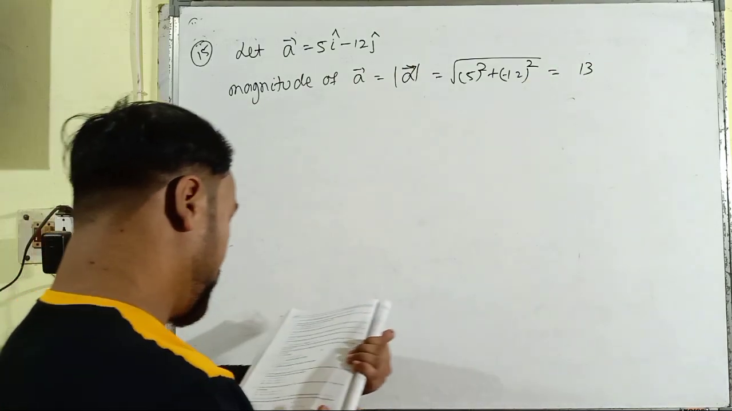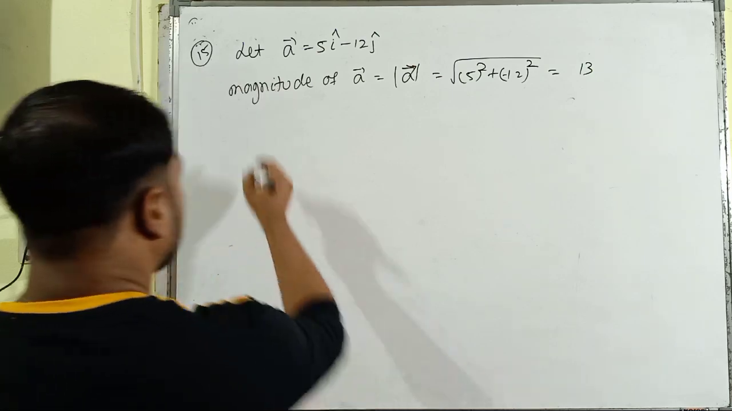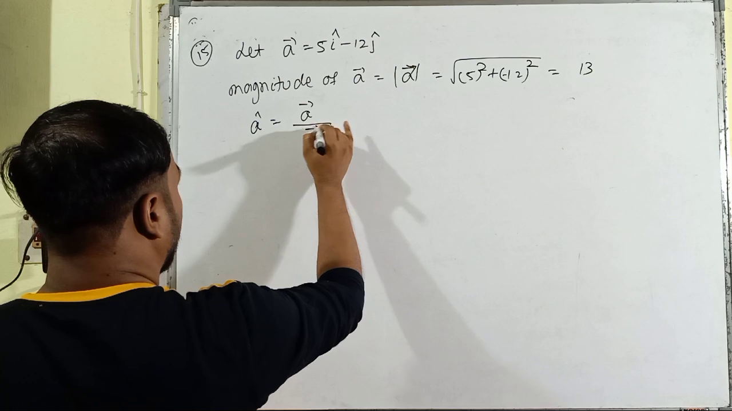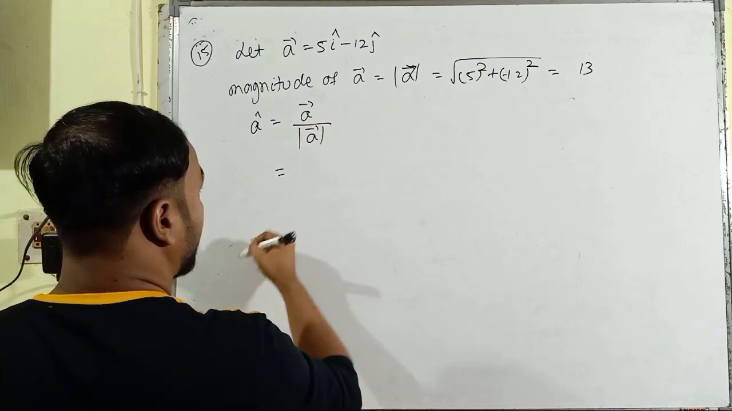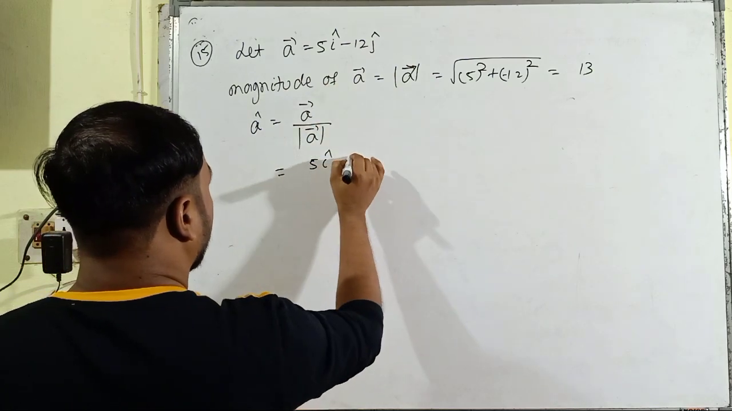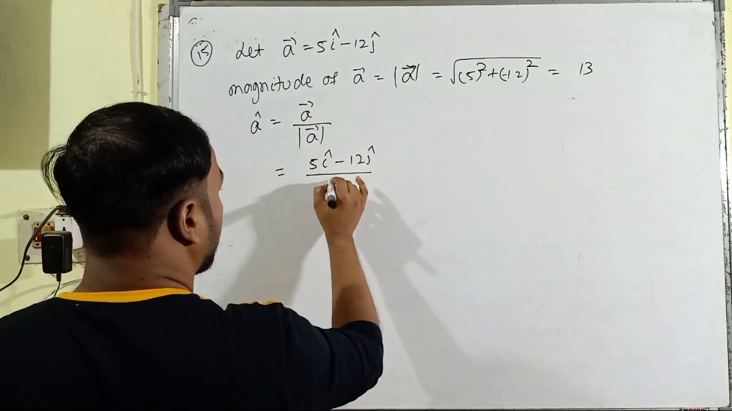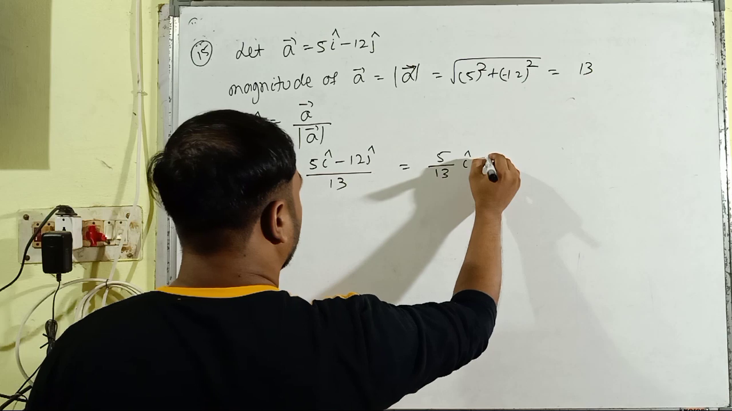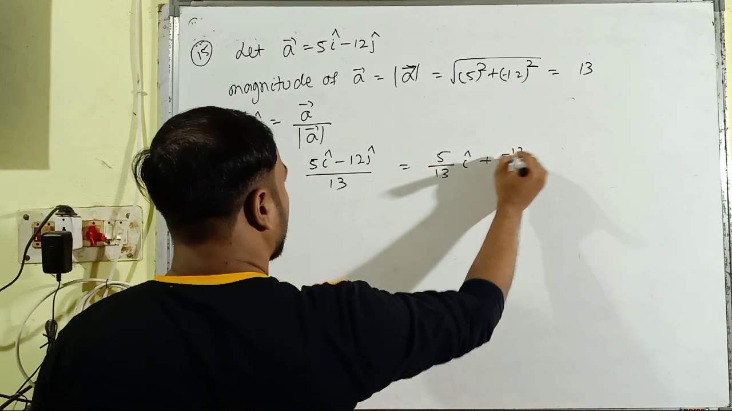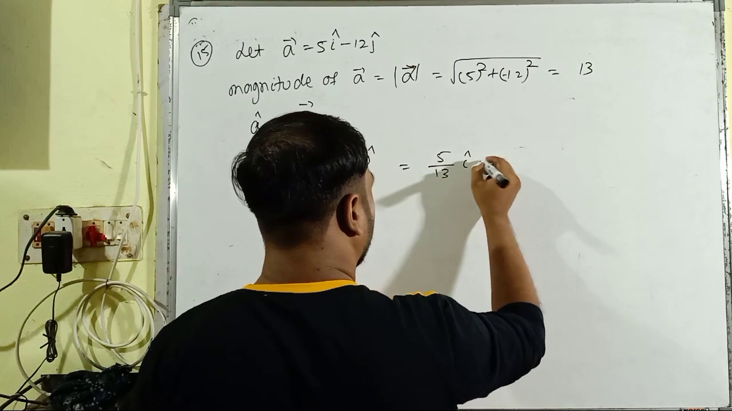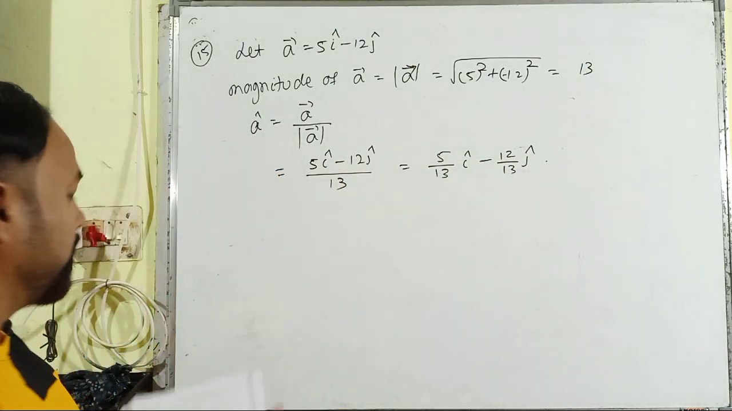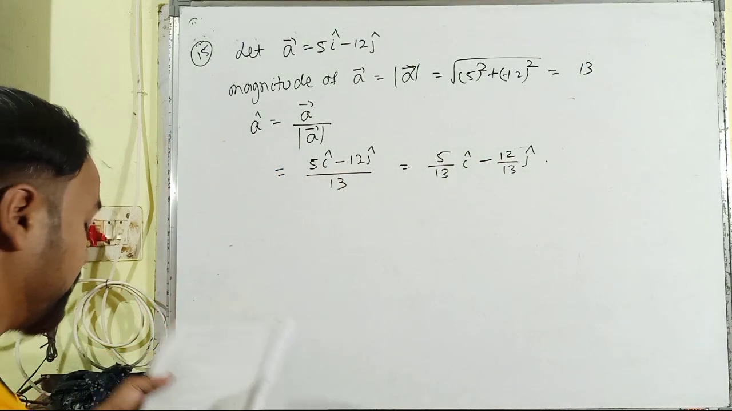Then we have to find its unit vector. The unit vector is defined as A vector divided by magnitude of A vector. The A vector is 5i cap minus 12j cap divided by 13. That is equal to 5 by 13 i cap minus 12 by 13 j cap. Then let us move towards the second question.